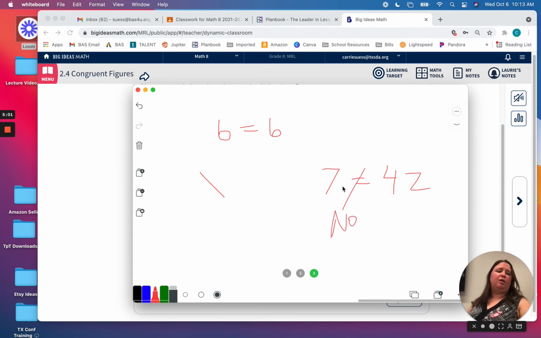Whenever you come out with a number equaling a number that can't possibly be, if there was an x in here, like if I put an x here, then you could solve for x. But since there's no x, it's just 7 equals 42, you know that can't be true. So that's when you get the no solution. Make sure you understand this. You will see this again and again and again.